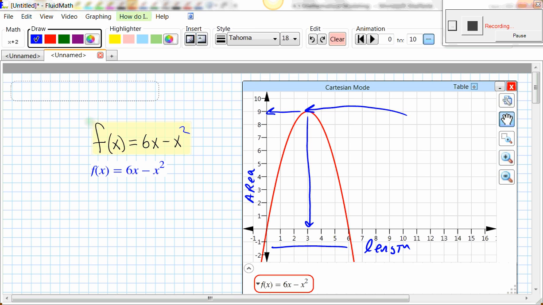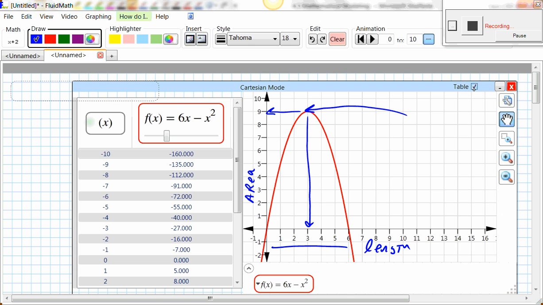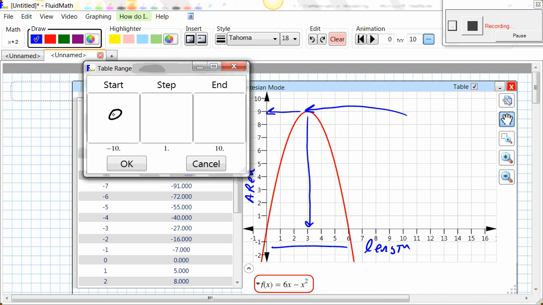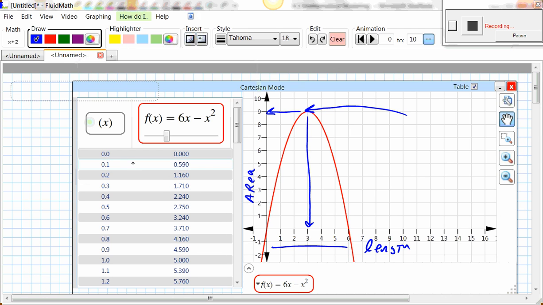Well, we can bring up a table, okay? And we can have that table go from 0 all the way to 6, and we can go by 0.1, okay? And then we can hit OK, and we can see all of the values that we get. Again, if I have a length of 0, well, I have 0 area, right? 0.1 gives me 0.59. If I have a length of 1, I'll have an area of 5. This was my example right here, cutting a length of 1 and then an area of 5.